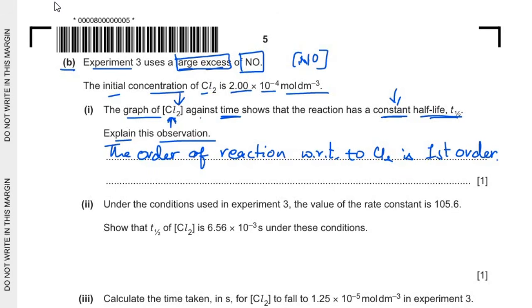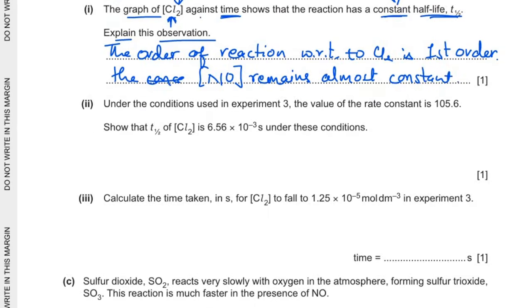And if we talk about NO, then we can just add, or we can write it in short, that the concentration of NO remains almost constant throughout the reaction. That's it for the 1 mark explanation.